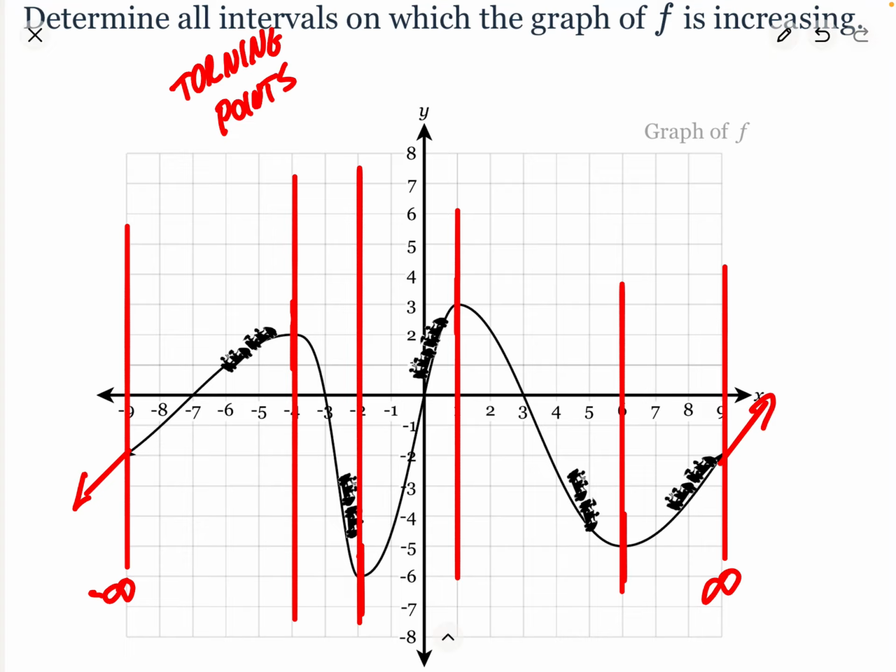Now let's go ahead and put the rest of the intervals. So this would be a -4. This would be a -2. This would be 1. This would be 6. And now we're looking for the intervals where it's increasing. We can see it's increasing here.